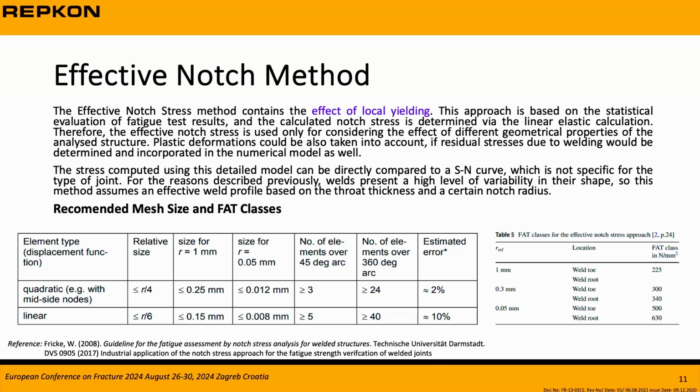The stress computed using the detailed model can be directly compared to the S-N curve, which is not specific for the type of joint, for the reason described previously, but presents a high level of variability in its shape. So this method assumes an effective weld profile based on the throat thickness and a certain notch radius. You can see in this table recommended mesh size and FAT classes, which are quadratic and linear, and R size. Also in this table, FAT classes for the effective notch stress approach, location, and FAT class value.